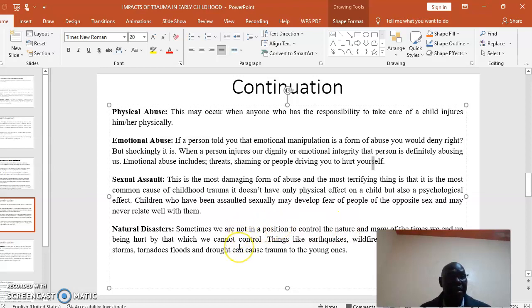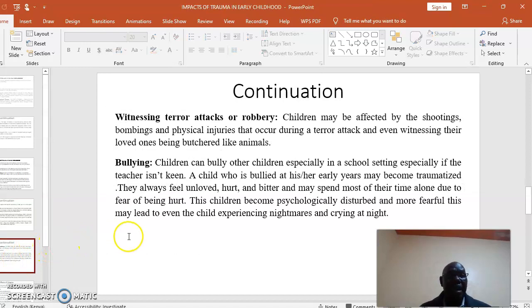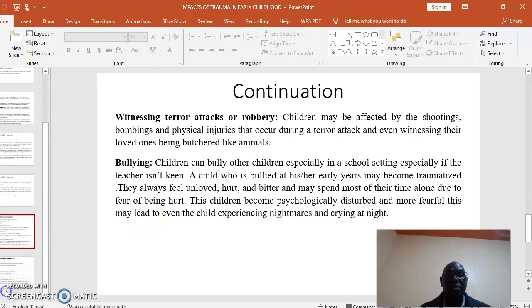Other causes include natural disasters, sometimes when we are not in a position to control nature, and many times we end up being hurt by that which we cannot control. Things like earthquakes, wildfires, tsunamis, drought, windstorms, tornadoes, floods. These events cause trauma to our young ones. Other causes include witnessing terror attacks or robbery, and bullying that normally takes place in our schools.